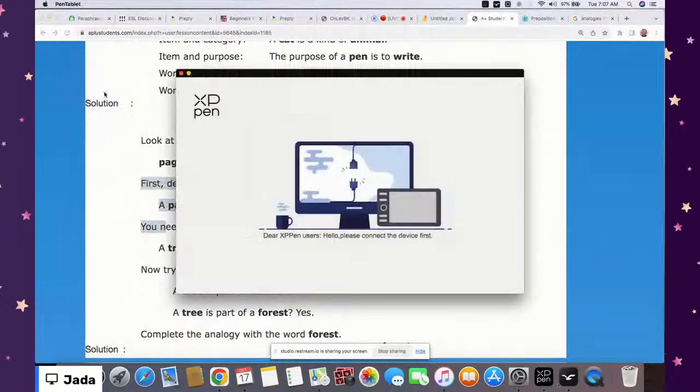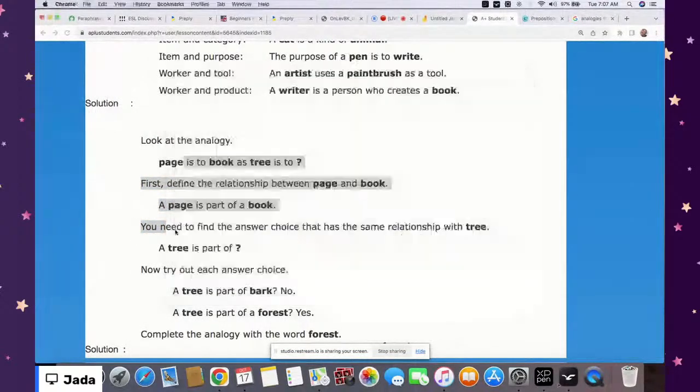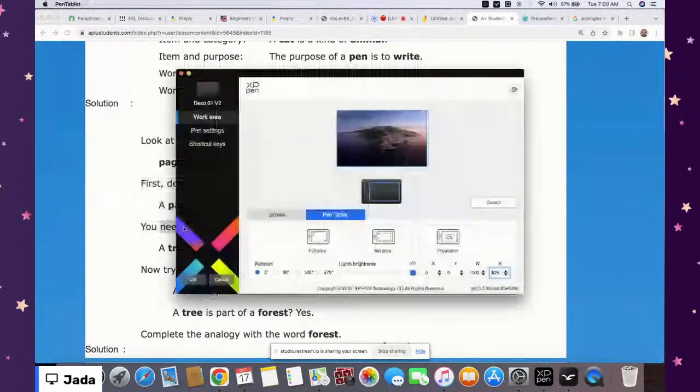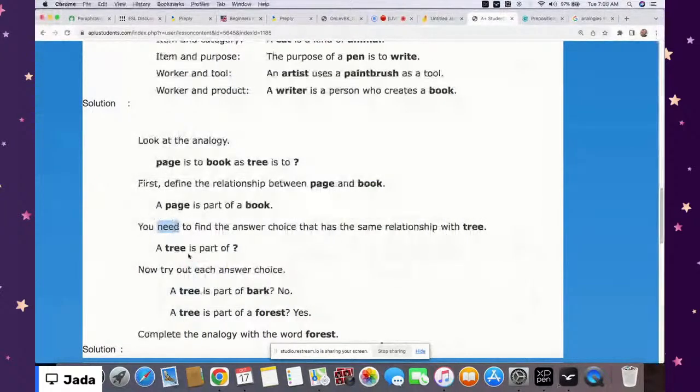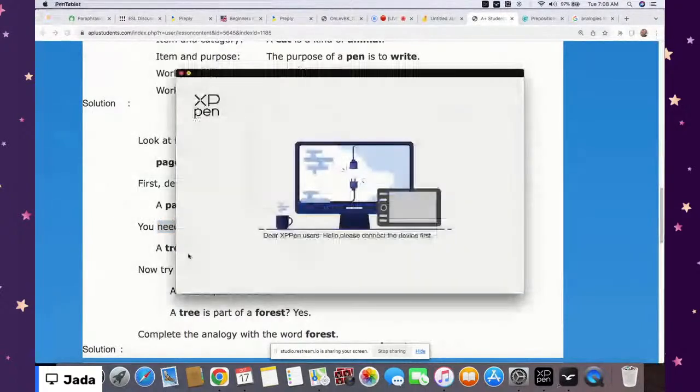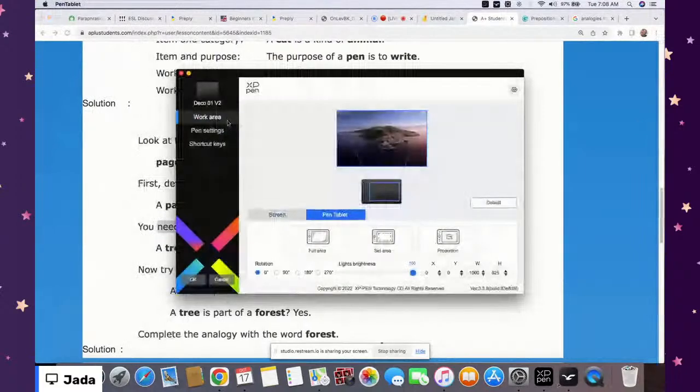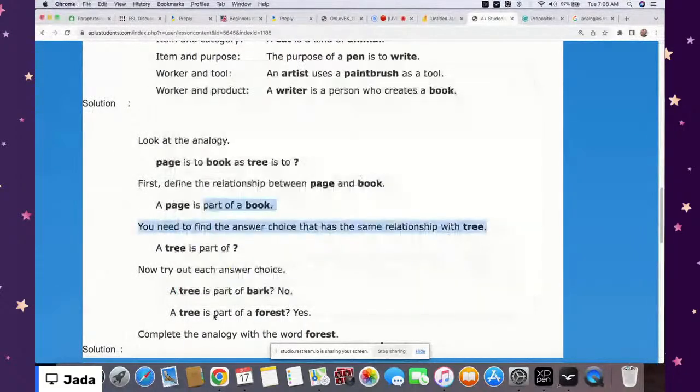Okay. So page is part of a book, of course. Yeah, page is part of a book. You need to find the answer choice that has the same relationship with tree. Tree is to what? Forest, right? Because where do you find a tree? You find a tree in what? In the forest.